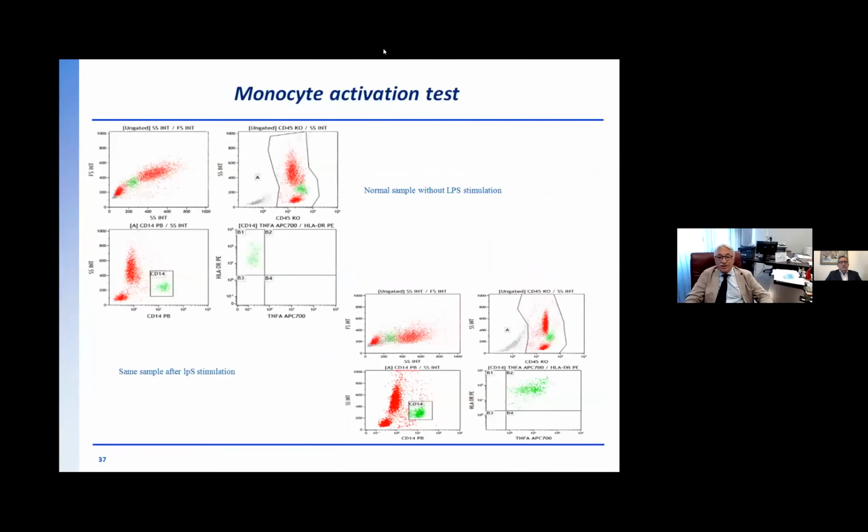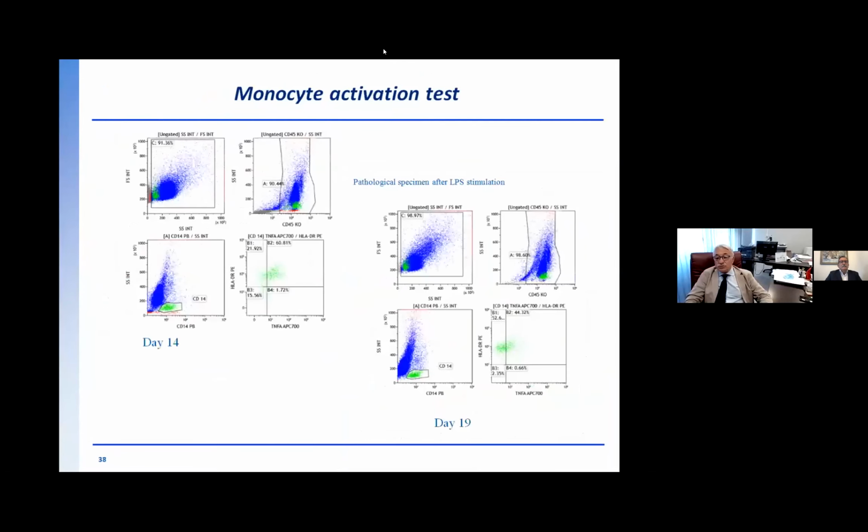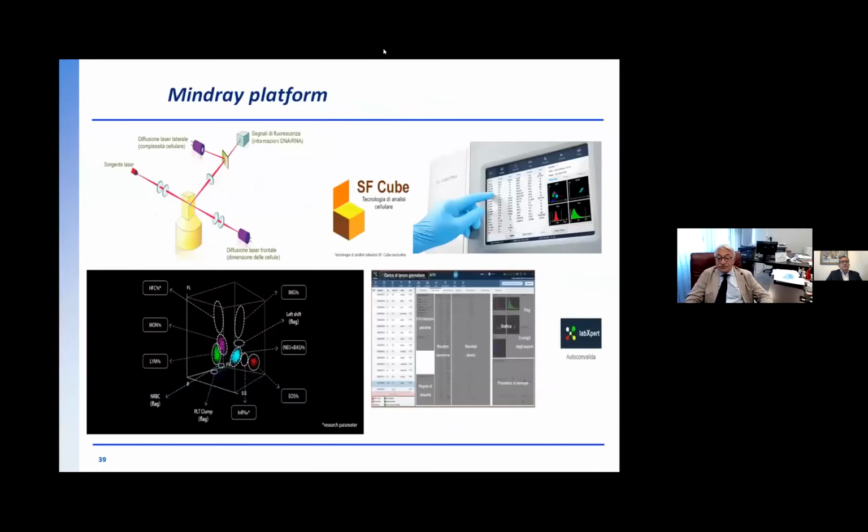This is a test of monocyte activation with the assessment of these alpha elements with 100% of production of this. This is the same subject that I showed you before, the 14th day. We had a 60% that reduces down to 44.3 at the 14th day.